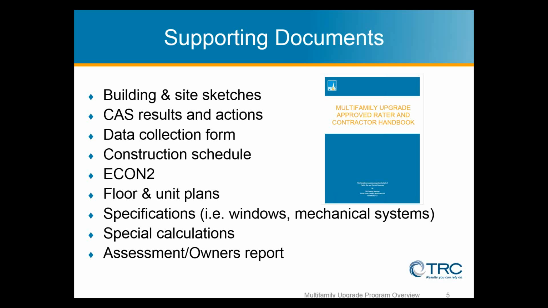specifications on things such as windows, mechanical systems, anything that you have to provide specifications for, please provide those in a separate document. And we're also looking for any special calculations that you are including in the model, such as low flow or aerators. Those require special calculations, and we're looking for how you calculated that, and also what source you used to calculate those savings.